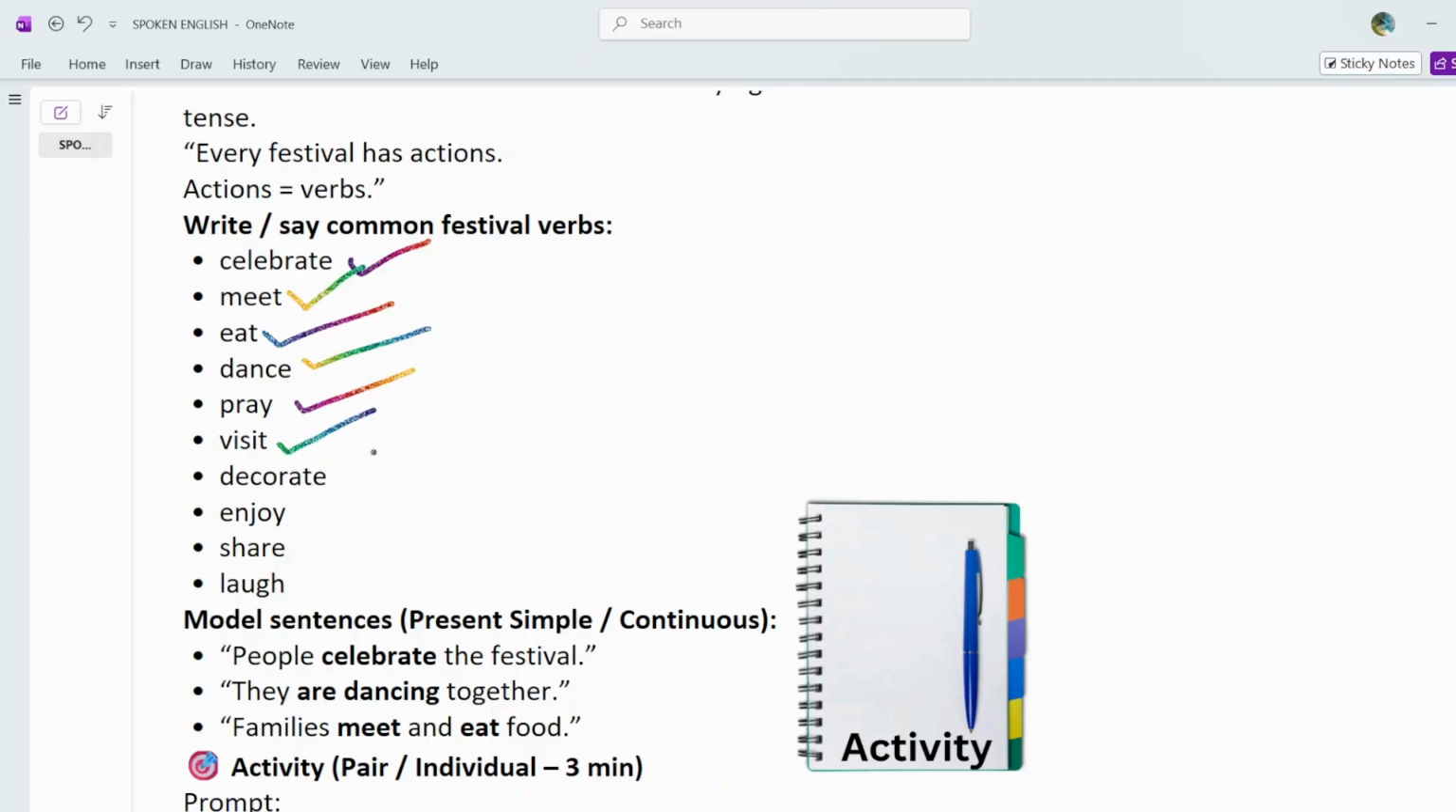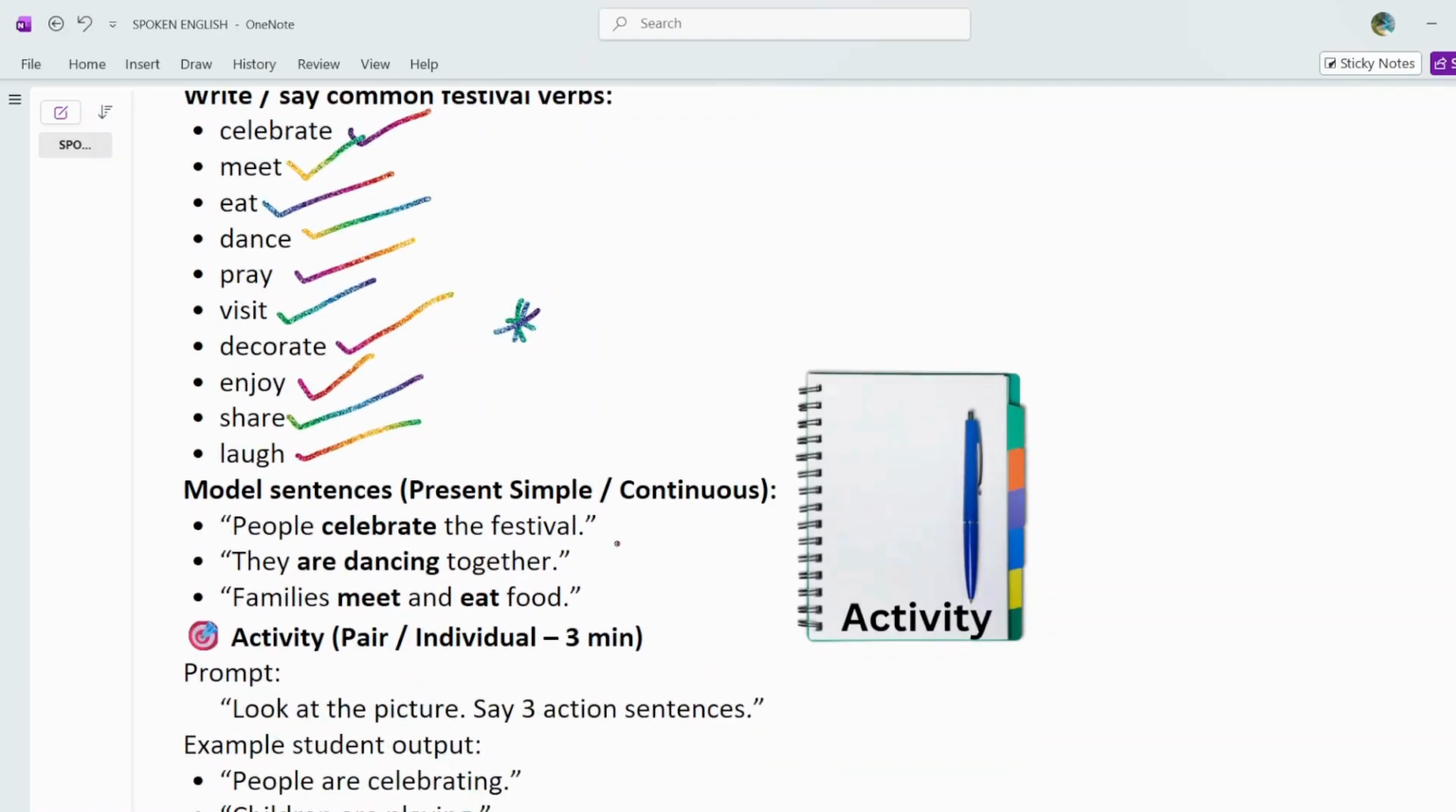Okay. Visit your relations, your loved ones or your neighbors. Can be anyone. Decorate. The most favorite part in any kind of festival is decoration, right? And then enjoy. Very important. Share. Also very important. And laugh. The most important, right?